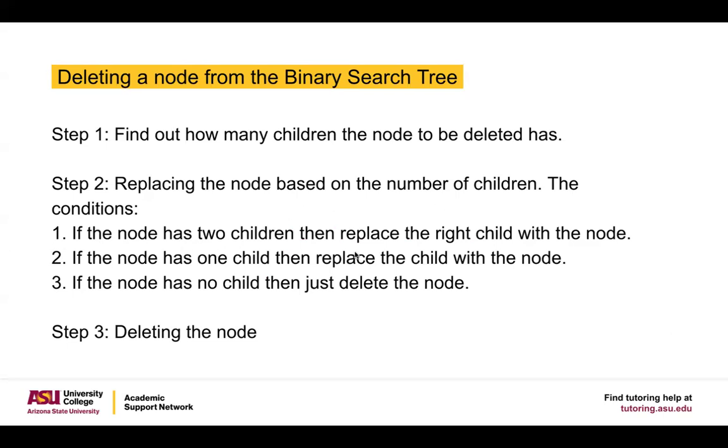So if the node has two children, then we can replace the right child with the node. If the node has one child, then we can replace the child with the node. If the node has no child, then we can just delete the node.